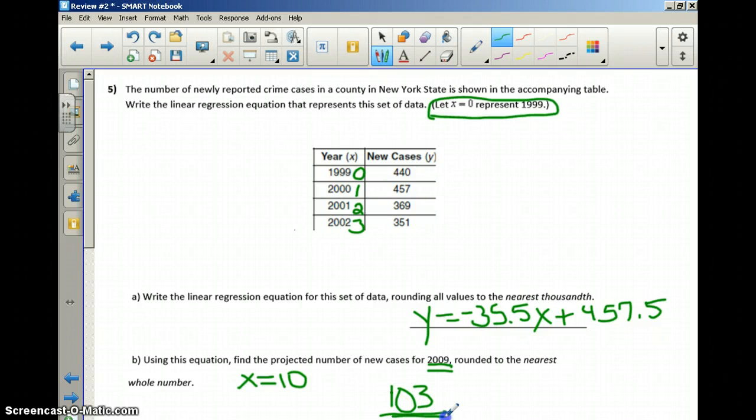So I hope that helped you with the first part on statistics, and there'll be a second part on sequences and series.